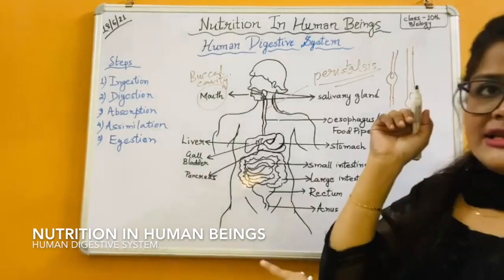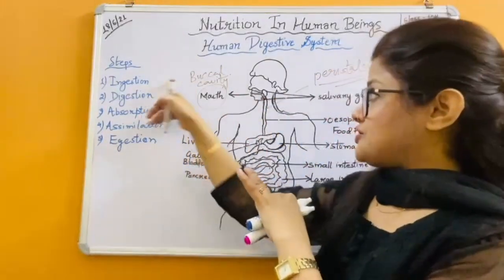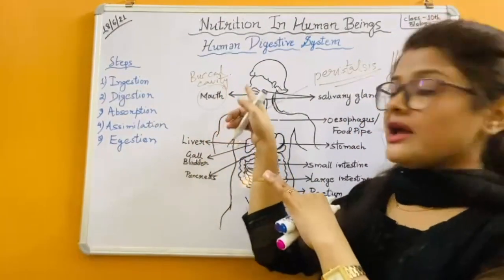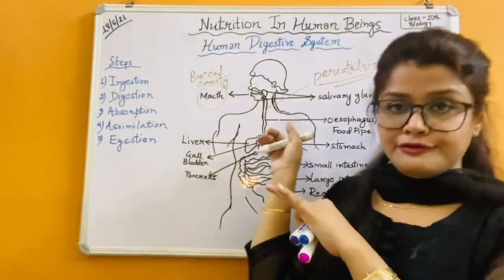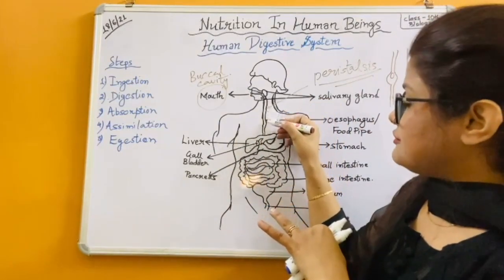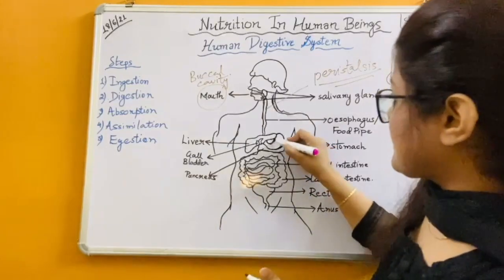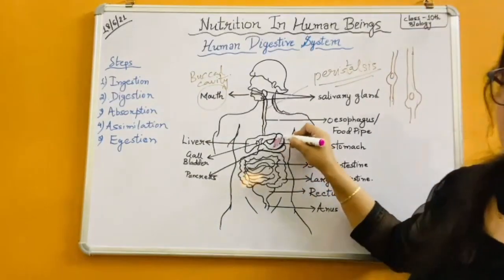Okay, this process is known as peristalsis, and during vomiting, it goes in the opposite direction towards your mouth, and it is known as antiperistalsis. Okay, so right now we have discussed ingestion, which happens in the mouth. After that, the food passes into the food pipe. Now, after reaching the food pipe, the food goes to the stomach. The food reaches the stomach.